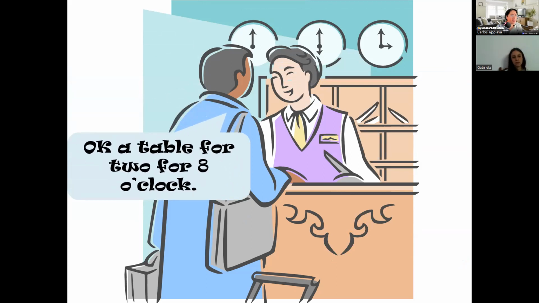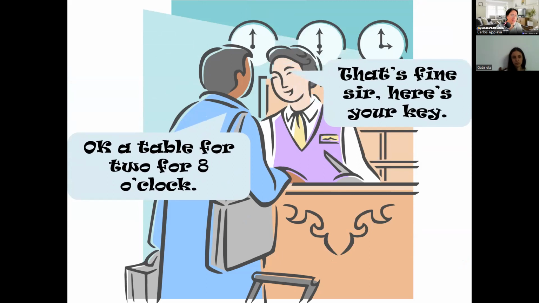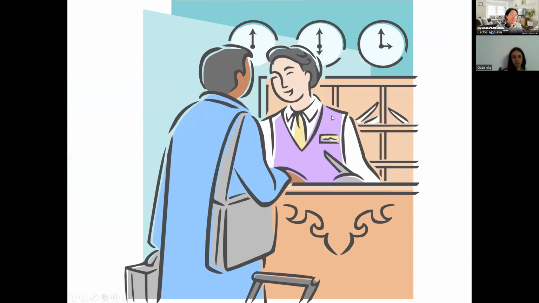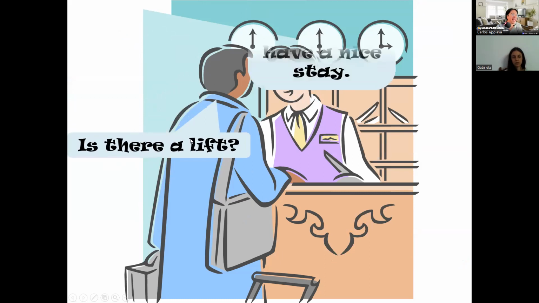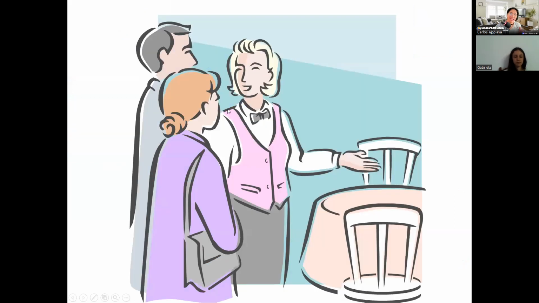And they will say, okay, a table for two for 8 o'clock. A table for two, you know, it means that there are two people. That's fine, sir. Here's your key. Is there a lift? What is a lift? An elevator. Yes, sir, just over there on the left. Have a nice stay. And now, then we go to the restaurant.